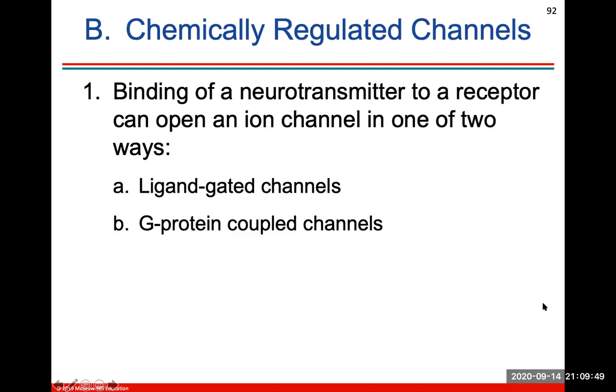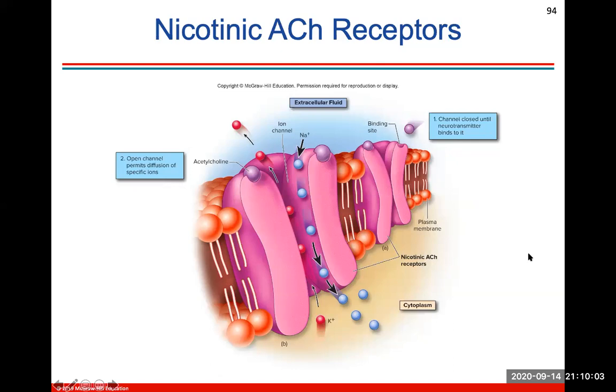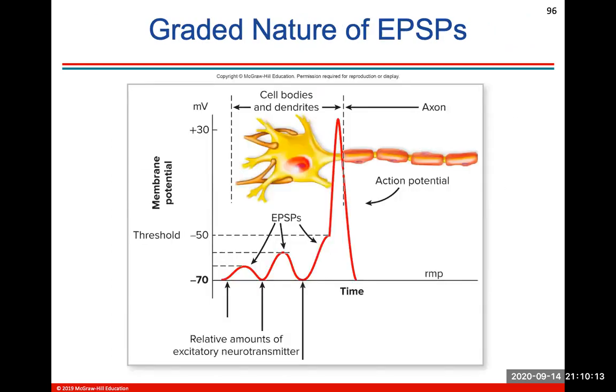The binding of the neurotransmitter to a receptor can open an ion channel either through a ligand-gated channel or a G protein-coupled channel. This takes you through the ligand-gated channel opening from the acetylcholine. You can read through that here and also look at the nicotinic acetylcholine receptors. Ligand-gated channel opening, a little more detail there. Graded nature of these EPSPs.